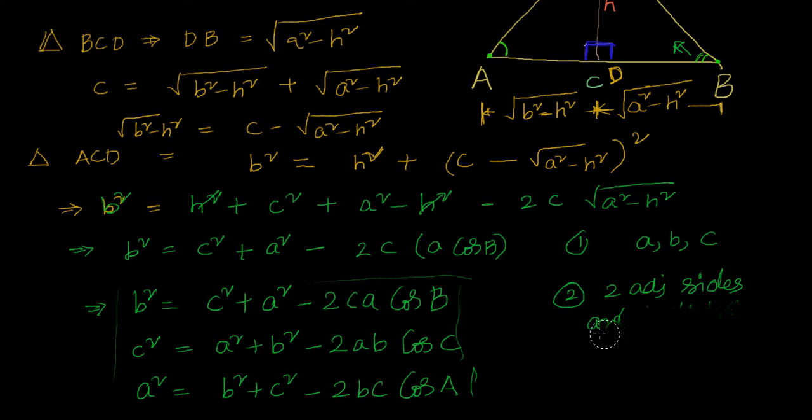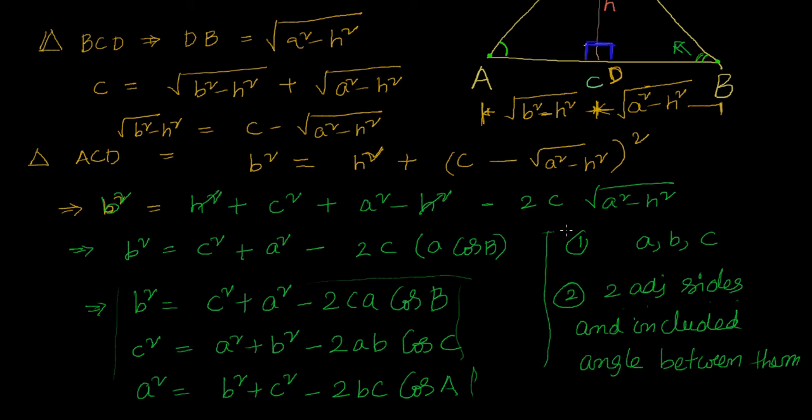Two adjacent sides and included angle between them. These are the only two cases when you can use law of cosines. Please remember that always, right? If you cannot use it, then you can go to other methods. Okay, right? These are the two times.